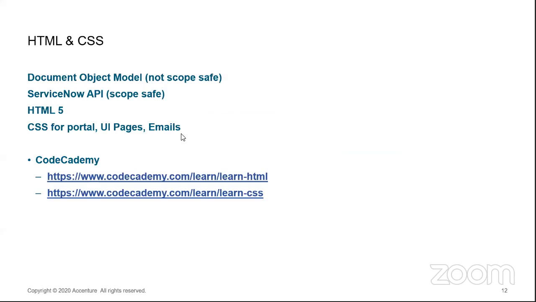The ServiceNow API has pretty much taken over the document object model because of the scope safe stuff. So DOM does not work inside scope. Let me say that again. DOM does not work inside scope. So lately I've been avoiding DOM altogether. As much as I love it and its usefulness, I've found alternatives in the ServiceNow API for everything. And I kid you not, it's all there. You just have to figure out how to use it.